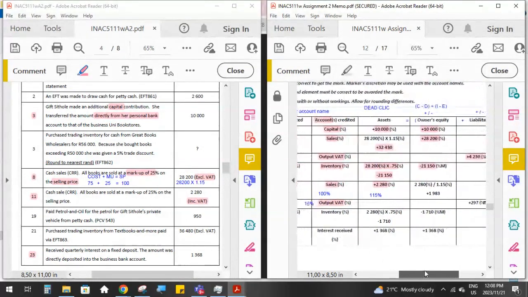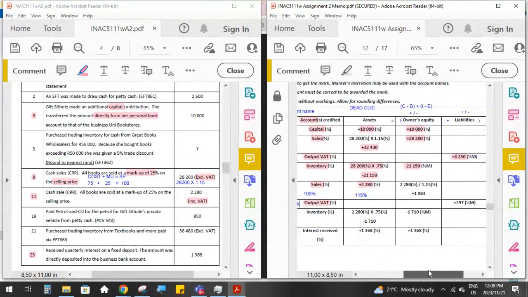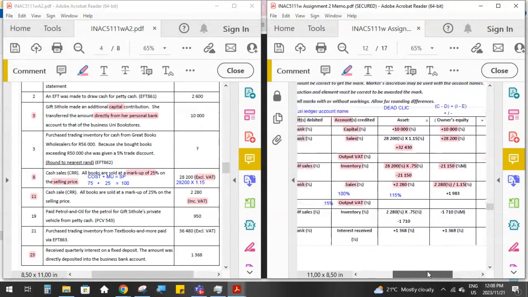There's obviously other maths versions you can do to get the same thing as well. Here they've given us 2280 divided by 1.15 to get the excluding VAT amount, and then all we do is take 2280 minus 1983, and that gives us the output VAT, because remember, 15 plus 100 must equal 2280.